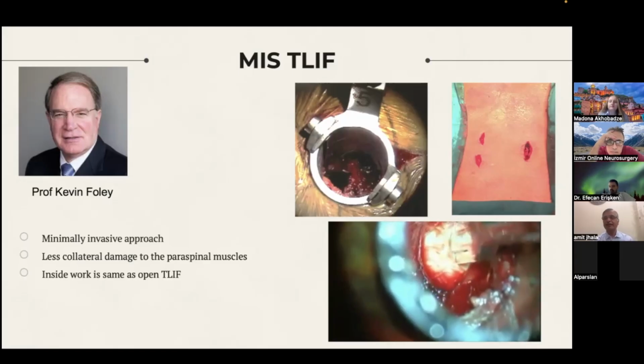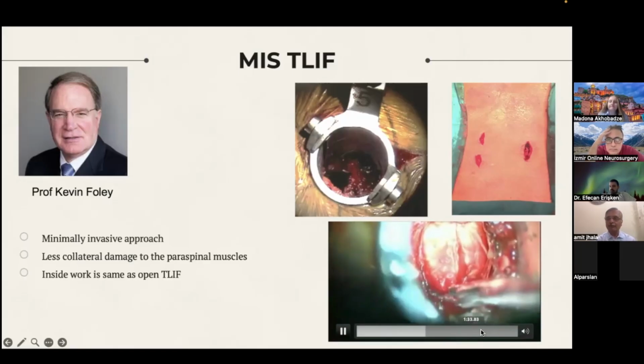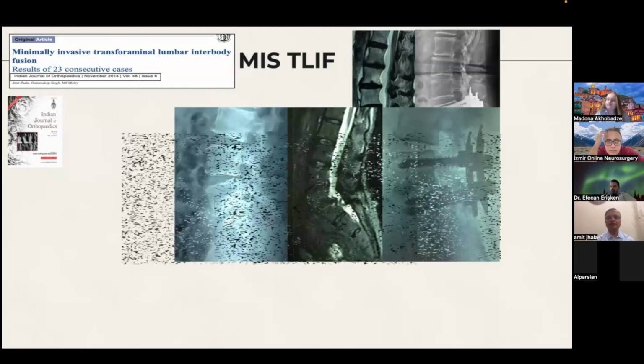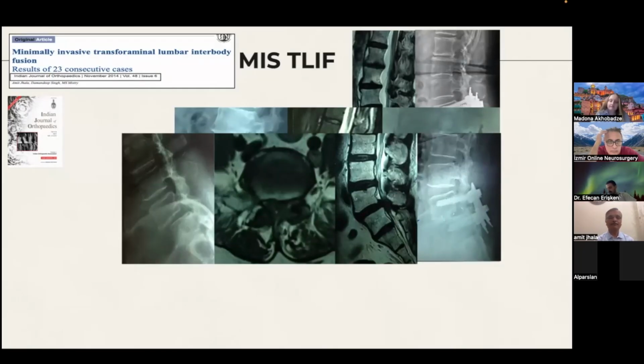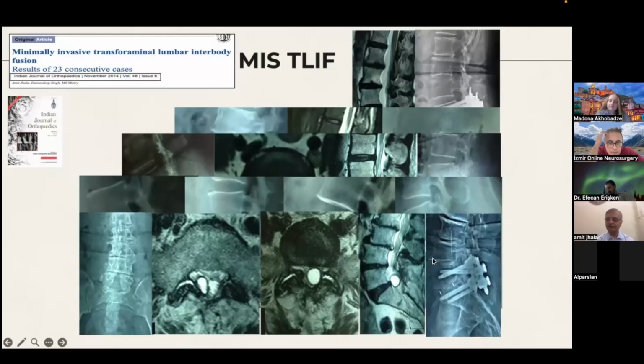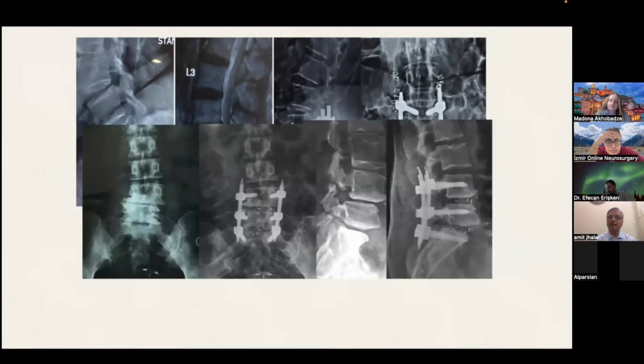And that's why we did minimally invasive surgeries. From that, of course, we started doing that in 2007. We published our first article, which was 23 consecutive cases in different types of indications, right from listhesis to revision surgeries to lytic listhesis. The revision surgery was not only single level but also multi-level, and we started doing this type of MIS TLIF surgeries.